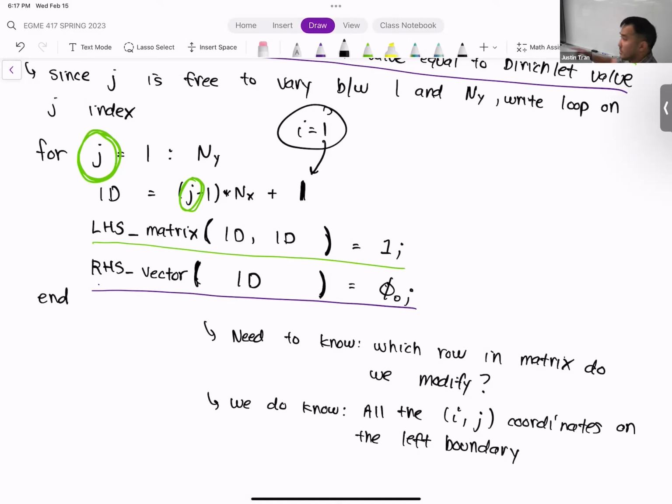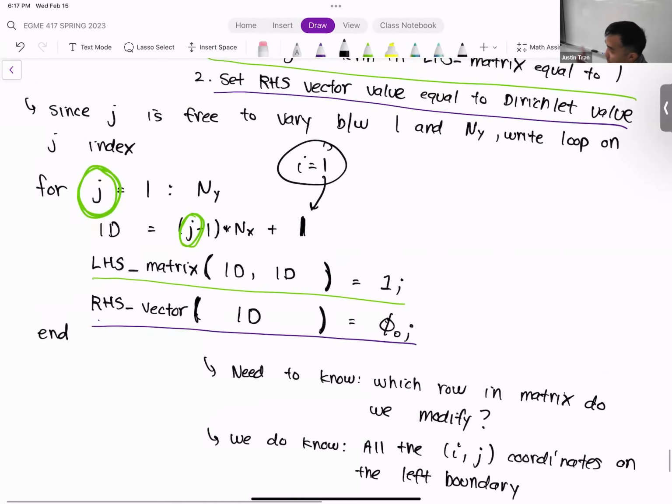Any questions on this? Yes. How come we're setting the left-hand side matrix equals 1? Yeah, that is the boundary condition. And so for this case, this is just one boundary condition.